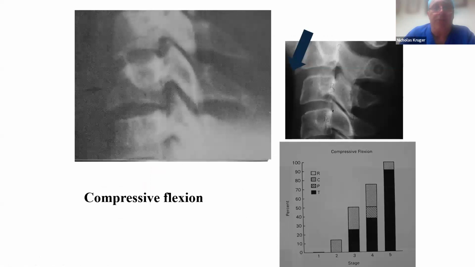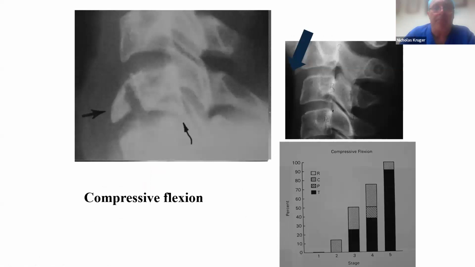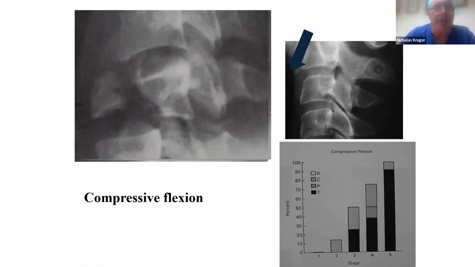I'll just skip through this. What fracture is this, guys? The CF, what grade do you think? I think it's grade 4. Yeah, so there's retrolisthesis, but less than 3 millimeters. So I agree with you, stage 4. And there'd be a stage 5 as well.